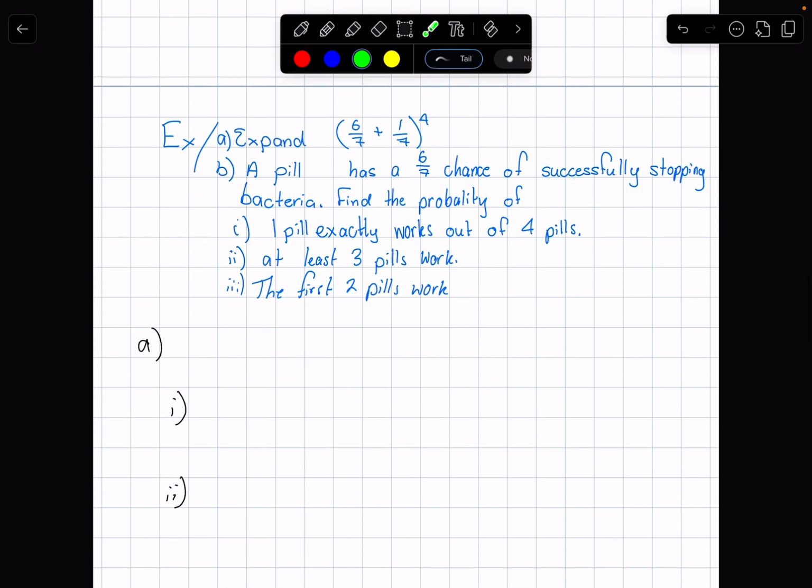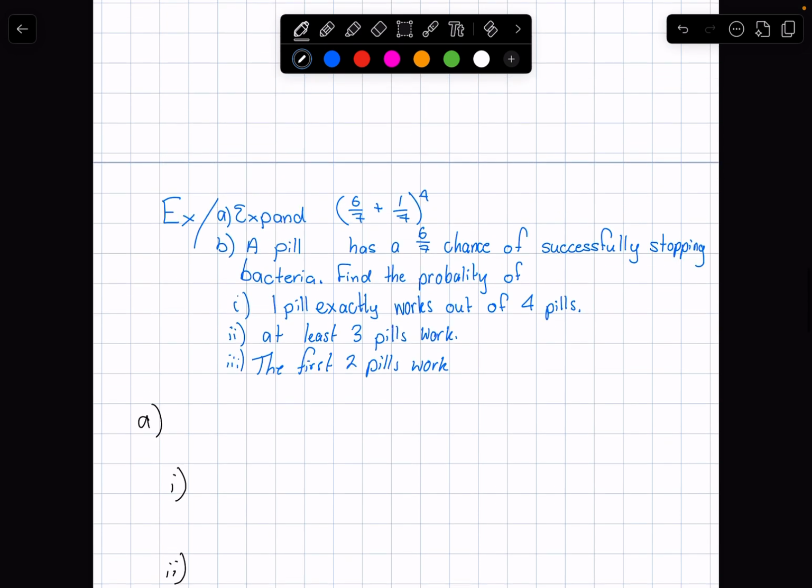So let's have a look at an example. So we're going to expand 6/7 plus 1/7 to the power of 4. Then we get into a bit of a context of a pill has a 6 in 7 chance of successfully stopping bacteria. Find the probability of a few different things. Now this is taking us back to 11 methods again, and we're going to need Pascal's triangle. So let's just do a quick Pascal's triangle, and we need 4 lines. So they're going to be our coefficients.